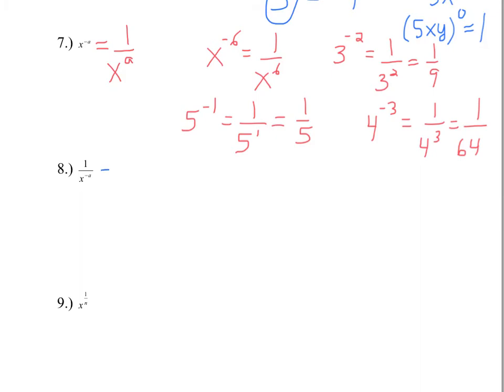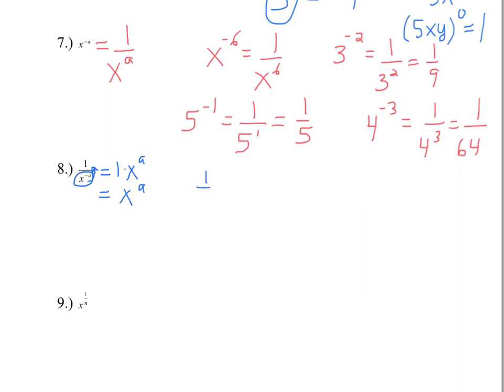If we have 1 over x to the negative a, this x to the negative a in the denominator can be brought up. I'm going to keep that 1 there up top. I can bring this up as x to the positive a. So you just have x to the a.